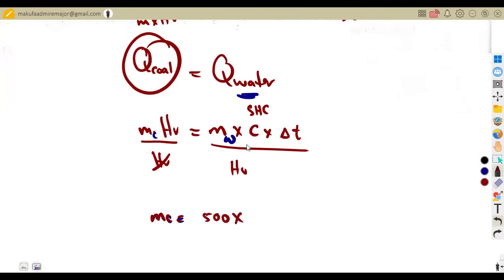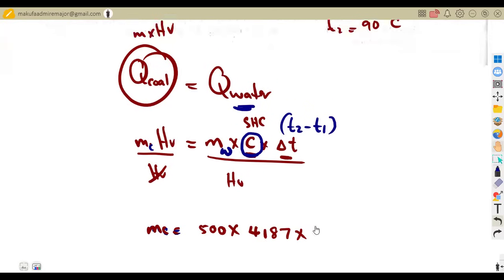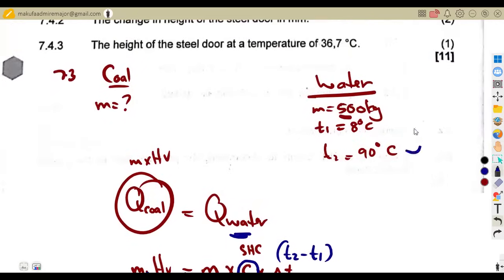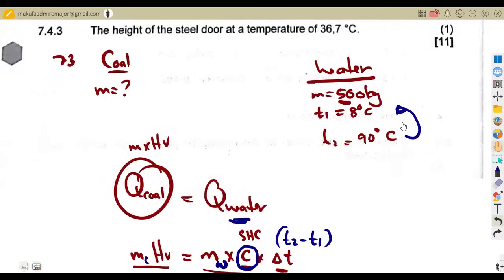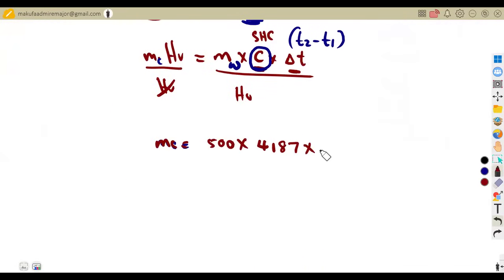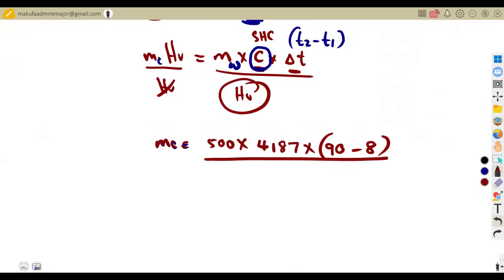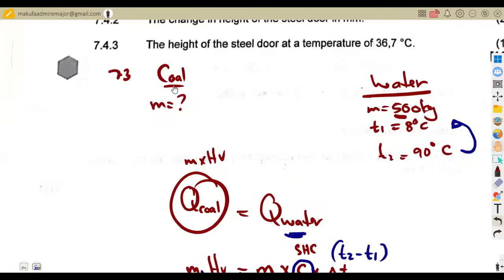So that's going to be 500 times the specific heat capacity. If you check from your information sheet on the first page, the specific heat capacity for water is 4187, times the change in temperature, meaning T2 minus T1. The change in temperature is 90 minus 8. Everything over the heat value of coal. Remember, we are talking about the heat value of coal.